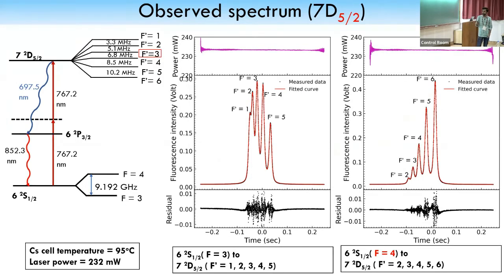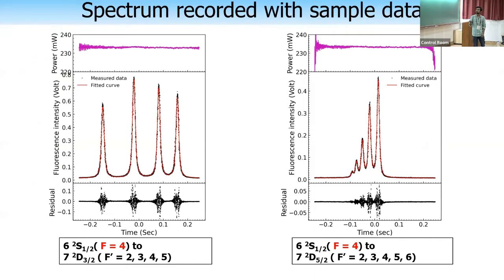Similarly, we did the same thing for the 7 5/2 excited state. We locked our laser to the F'3 excited state, and this is the spectrum we are getting. This is for F3 to F'12345. This is from F4 to F'23456. And all these 4 spectra that I have shown are the average of 16 spectra. And this is how our sample spectrum looks like.